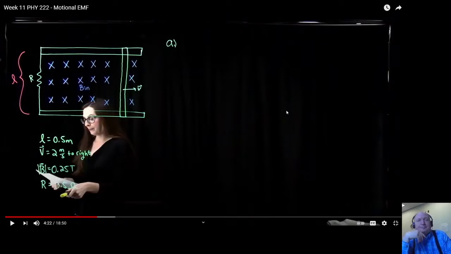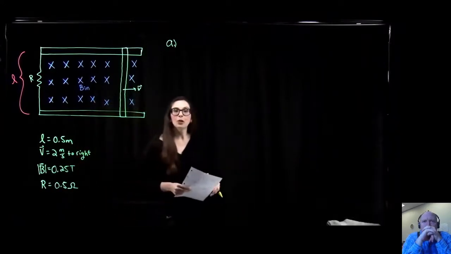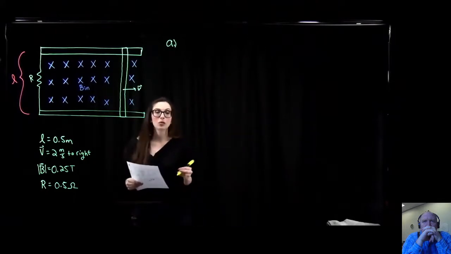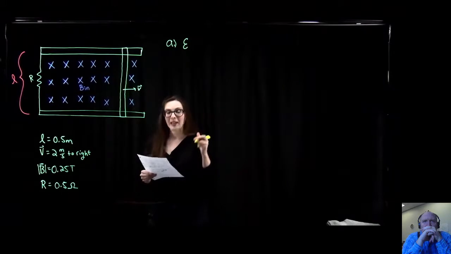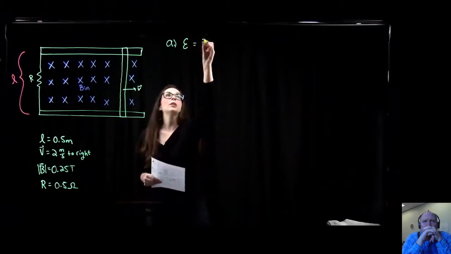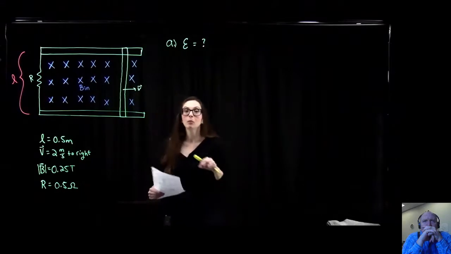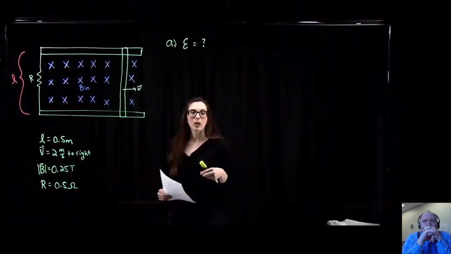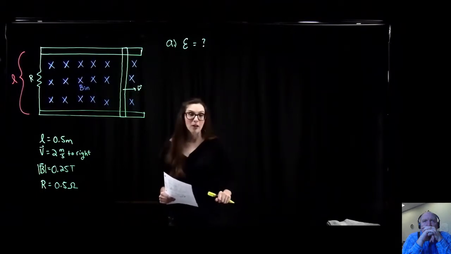Is 0.5 ohms. So our first part of this problem is to find the induced voltage or the induced EMF in the moving rod. To solve this problem, we could go right to our equation for motional EMF, or I can show you how you can get that equation for motional EMF from Faraday's law of induction.